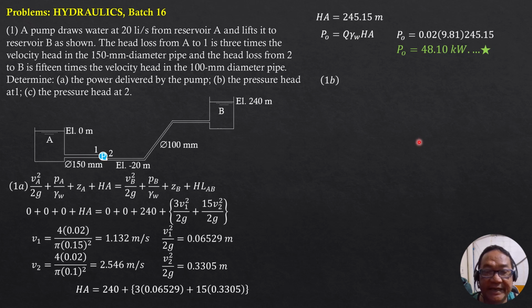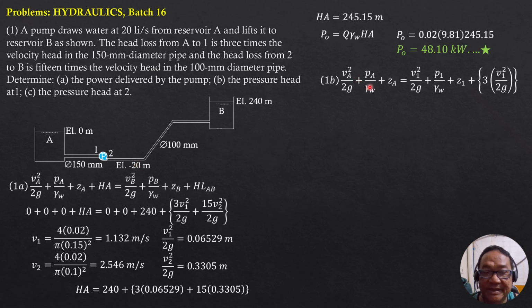So velocity head at A plus pressure head at A plus elevation head at A equals velocity head at 1, pressure head at 1, then elevation head at point 1 plus head loss from A to 1, which is 3 times velocity head of pipe 1. So the datum is still at elevation 0, so Z1 would be negative 20 as given here.